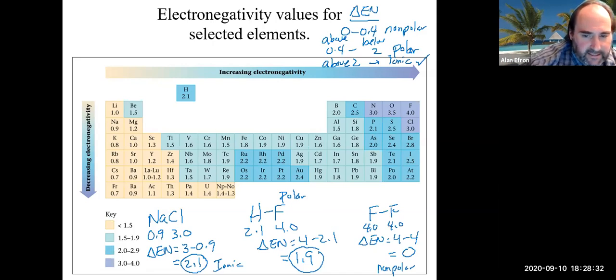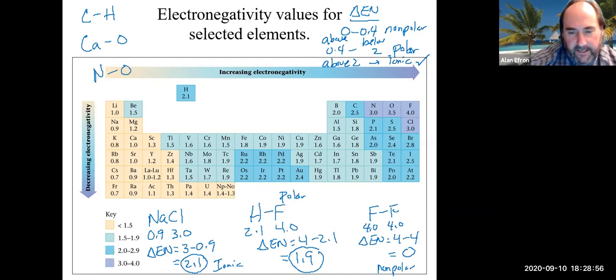Question on electronegativity here, how to use it. All right, so why don't you try some just to make sure. If you have the carbon-hydrogen bond, let's do calcium-oxygen bond, let's do nitrogen-oxygen, and let's do nitrogen-chlorine. Take a second, use the values there, and figure out, are these bonds polar, ionic, or non-polar? So take a second there and try to figure out what you come up with.